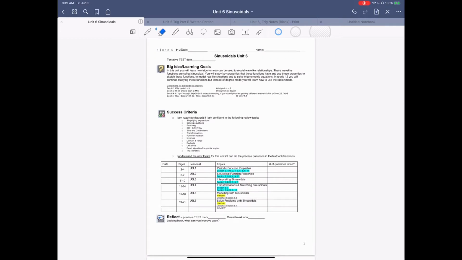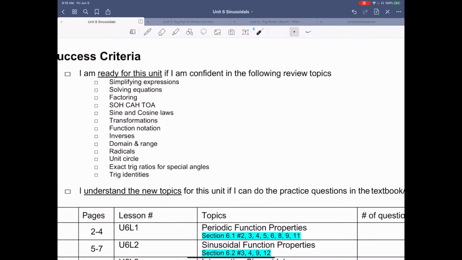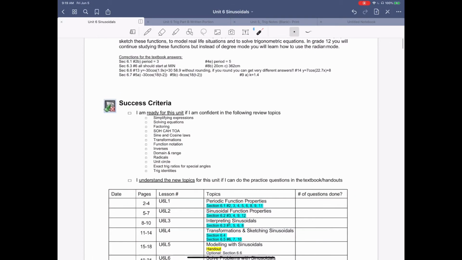Good morning, class. So we are on Unit 6 sinusoidals. There are 6 lessons associated with this. It says that you need to be ready for this unit by knowing all of these, so go through this as a checklist.